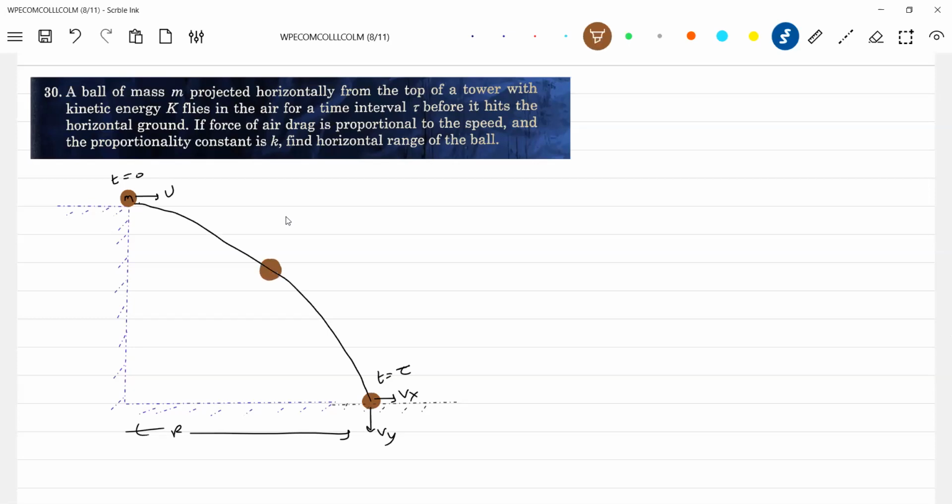At any time t, when the particle is here, what are the forces that are acting? mg. The viscous drag, how should the viscous drag act? Then it is having an x component and a y component. At any time t, this is the situation.